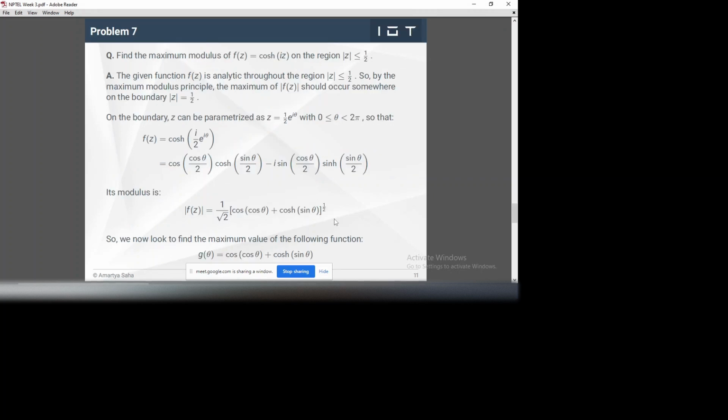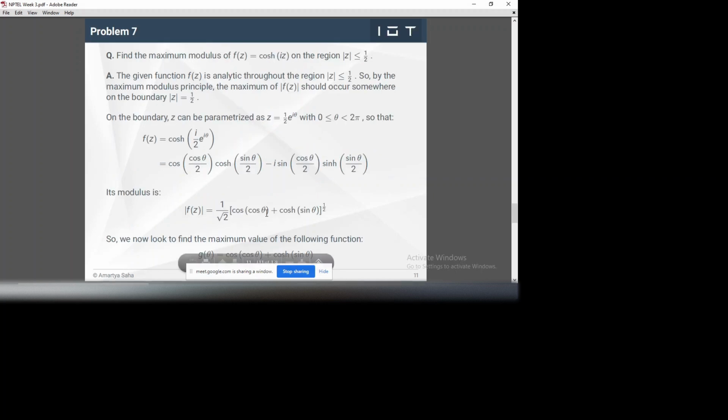Before that, something we will now notice will greatly simplify our analysis. Please note this property of this function: g(theta) is equal to g(theta plus pi). If we put theta plus pi, that gives us minus cos theta, but cos is an even function, so that gives us cos theta, nothing changes. And again, sin theta plus pi gives us minus sin theta, but cosh is an even function, so nothing changes.